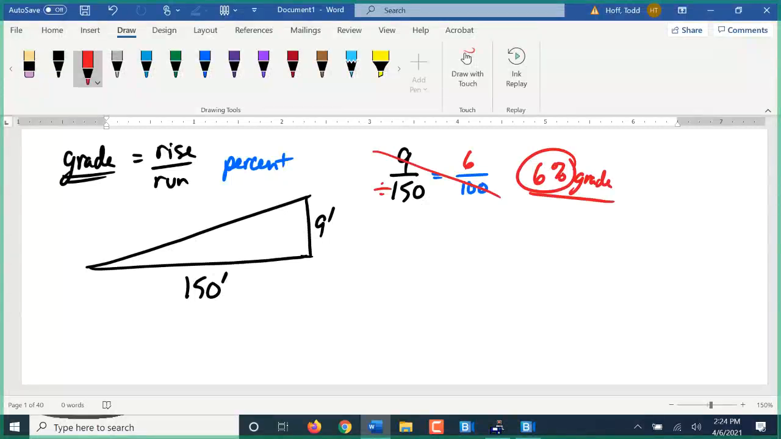Highway 8 over by St. Croix Falls, it's a pretty steep hill going down to the river. That is actually, I believe, an 8% grade. So it's not that huge. I mean, it doesn't sound huge, but it is pretty steep.